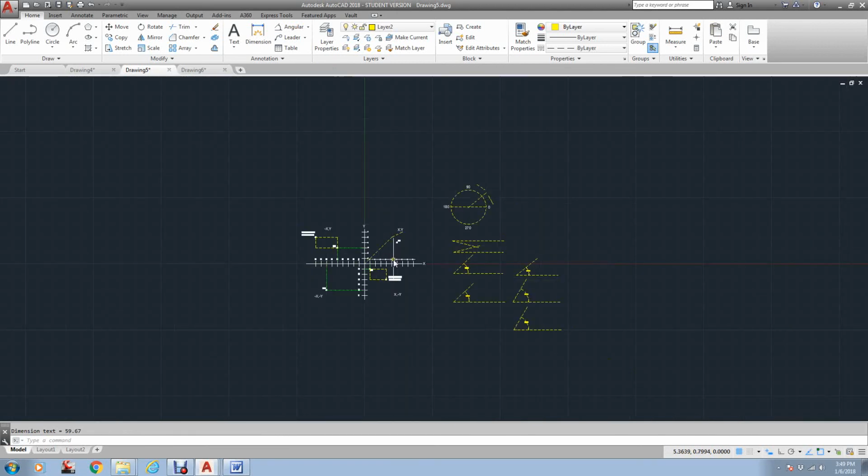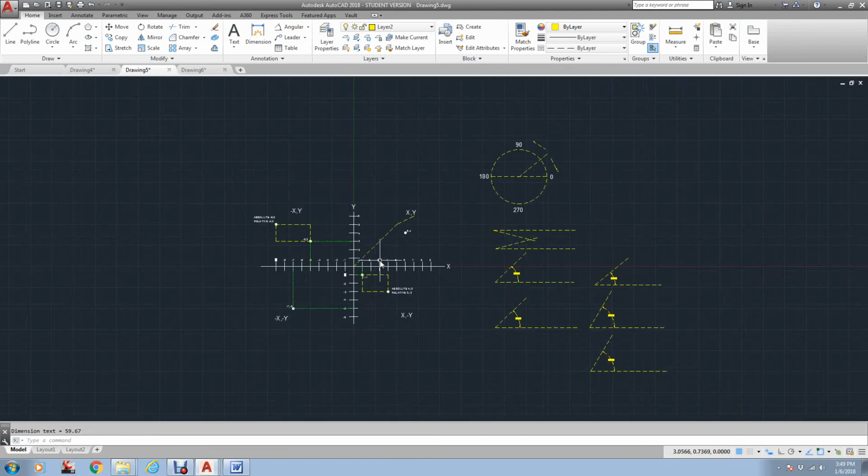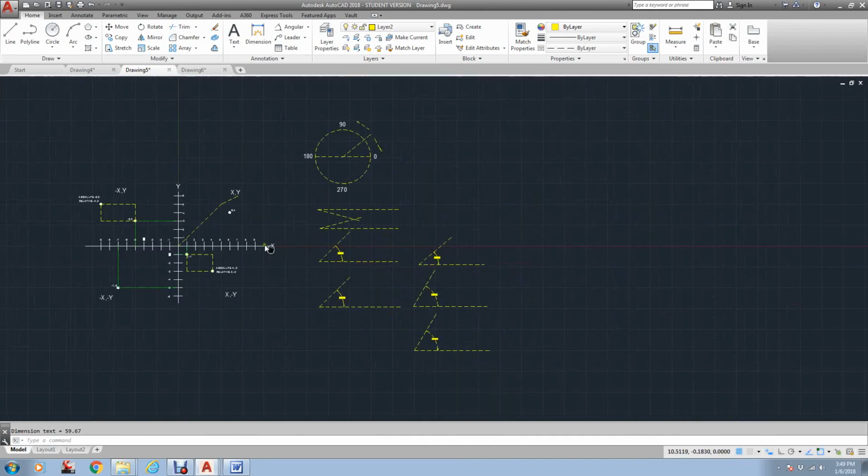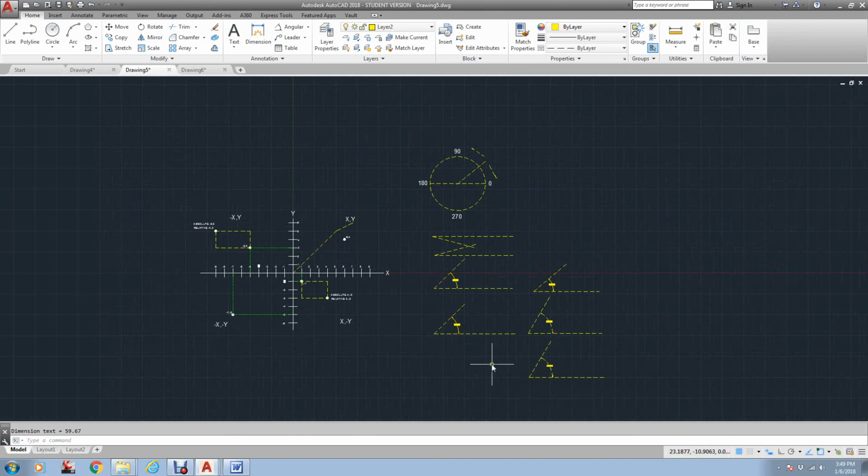When you see your cursor, it will be set at 0, 0, but these are just to remember that whenever you're using dynamic input, this is all relative commands. Down here in the command line, it is absolute commands.